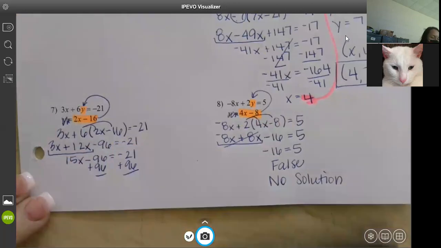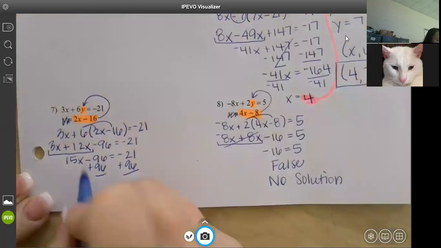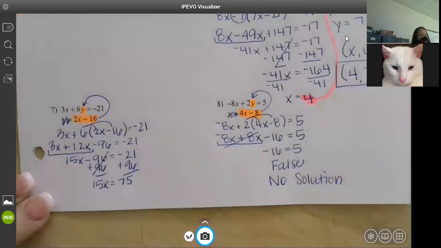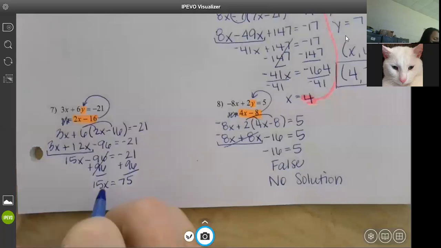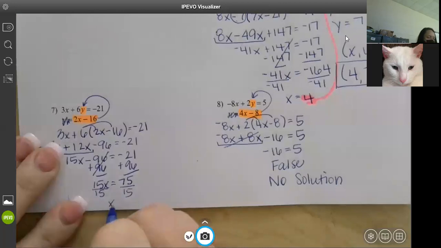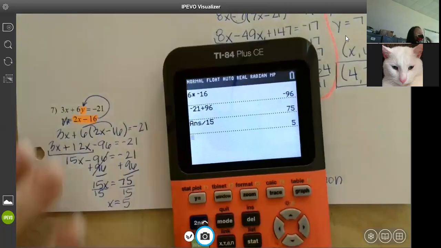Again, if you're not sure, negative 21, add 96 gives me 75. So I'm bringing down my 15x, and it equals 75. Last step. Divide by 15. And you get x equals 5. All right, so we found x, so we got to find y.